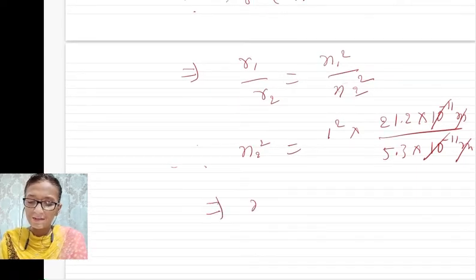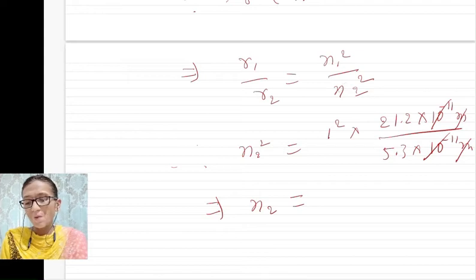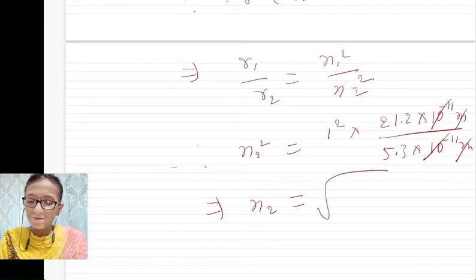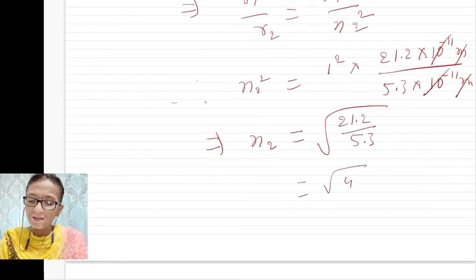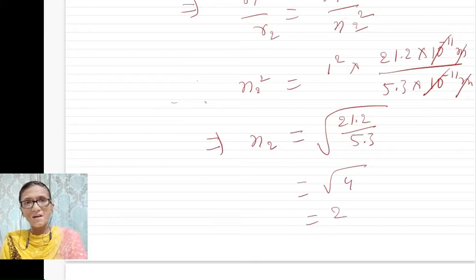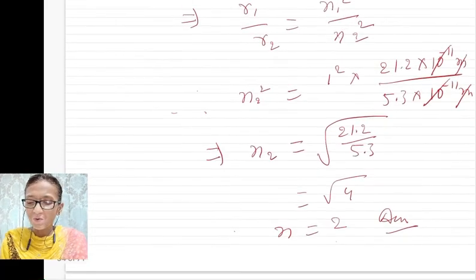All these are cancelled, and therefore n2 can be obtained as root under 21.2 by 5.3, and this is root under 4, and this is 2. So principal quantum number for that radius given is equal to 2. N is equal to 2, answer.